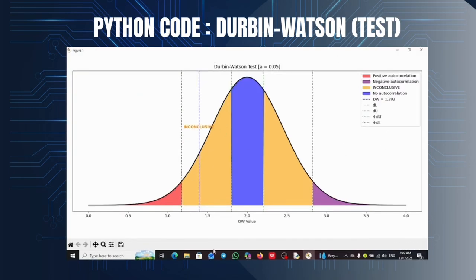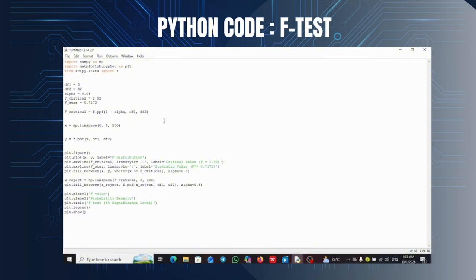Our visualization is ready. Okay guys, so let's move on to the F-test for our model significance. In this script, we are using NumPy for data points, matplotlib for plotting, and scipy to calculate the F distribution curve. And then, we have set our degrees of freedom to 3 and 32 with a significance level of 5%, which is alpha equals 0.05. Our calculated F statistic or F star is 0.7172, while our critical value is approximately 2.92.